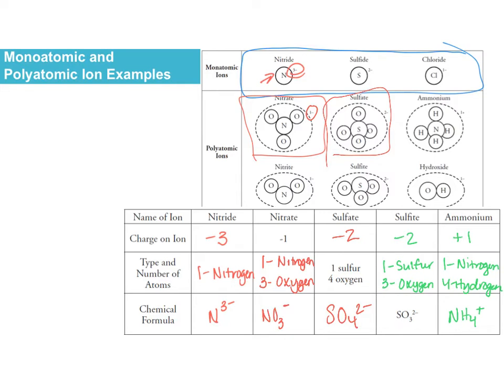So polyatomic ions all have multiple types of atoms in their ion. All right, so their formulas are going to have more than one capital letter. That's going to be your way to tell them apart from your monatomic ions, which are only going to have a single capital letter. They might have a second letter, but it's going to be lowercase.